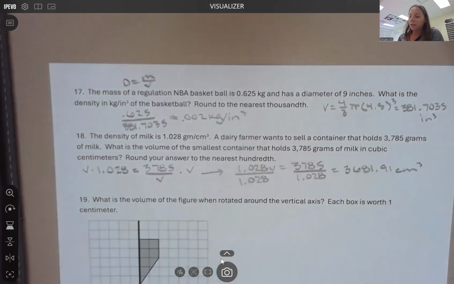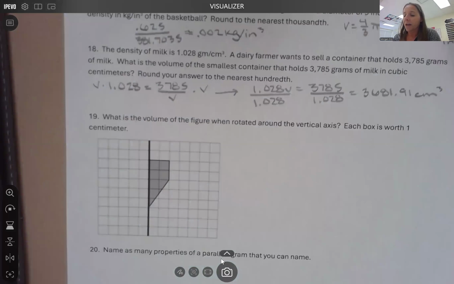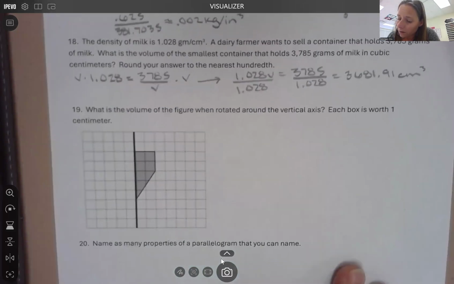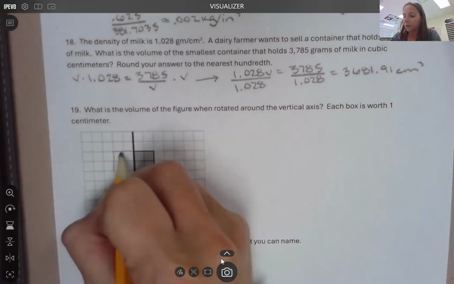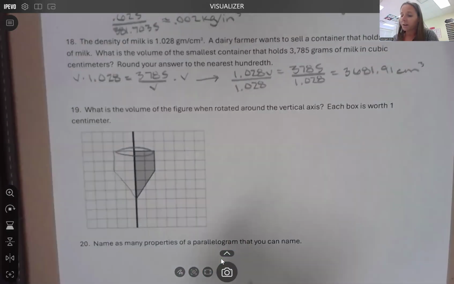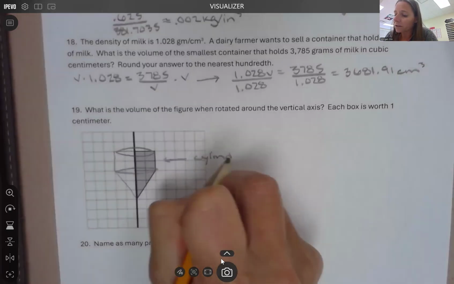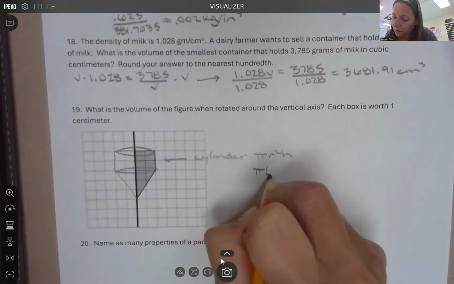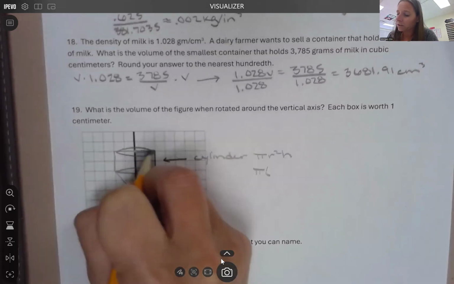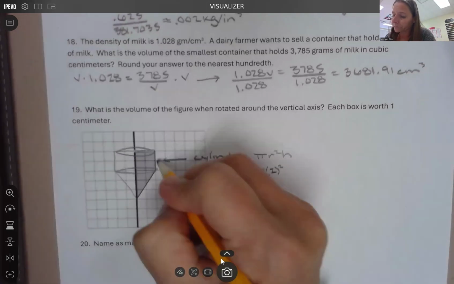All right, now number 19. What is the volume of the figure when rotated around the vertical axis? First off, you're going to reflect it and think when you rotate it, it rotates into a circular figure. Part is a cylinder. The volume of a cylinder is pi r squared h. In this case, the radius is 2, and we're going to count the squares, just 1 centimeter apiece. The height is also 2.